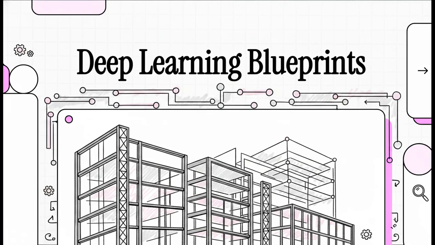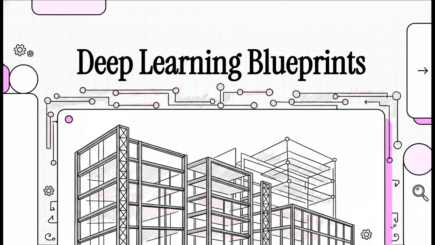Welcome to The Explainer. If you've spent any time at all poking around modern AI, you've definitely heard folks call neural networks black boxes. But today, we're going to completely shatter that myth. Because the truth is, we aren't looking at black boxes. We're looking at highly structured, meticulously designed architectural blueprints.